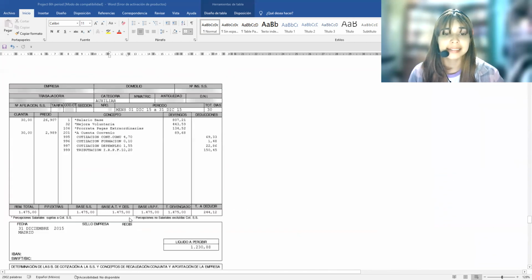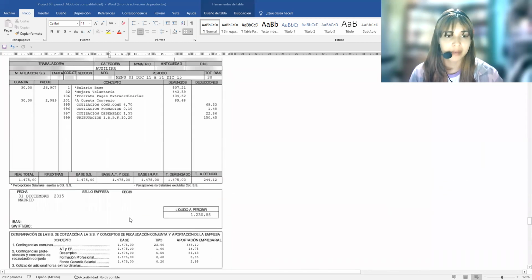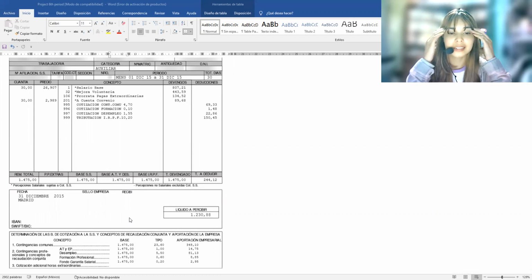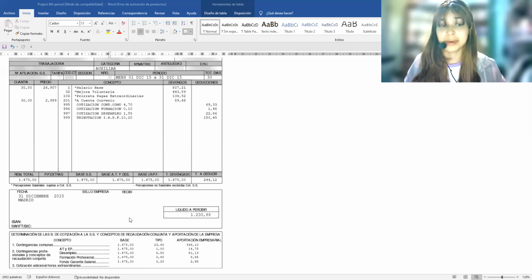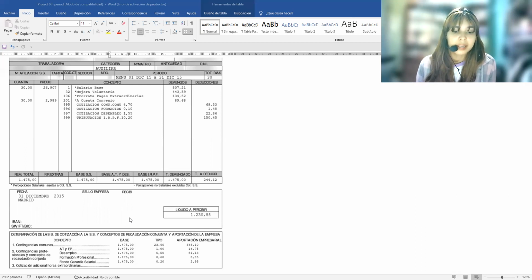So, as a worker, it is so important to know this information because there are a lot of companies that try to take advantage of people who don't know. So you have to pay a lot of attention to it.